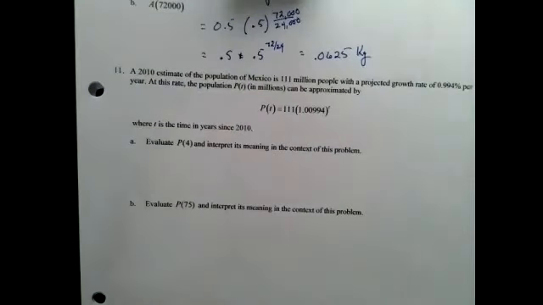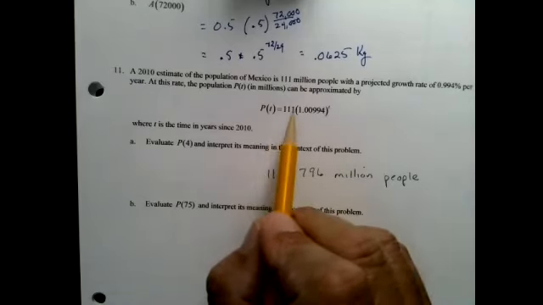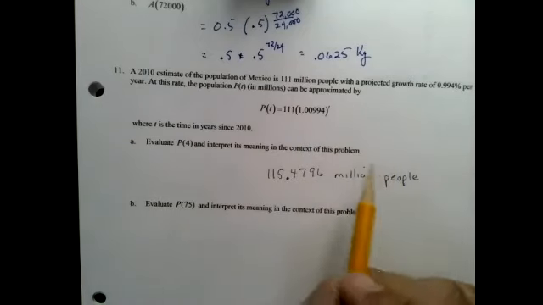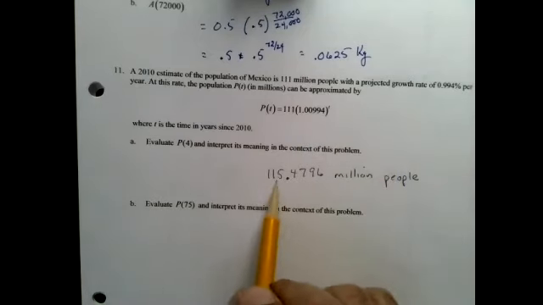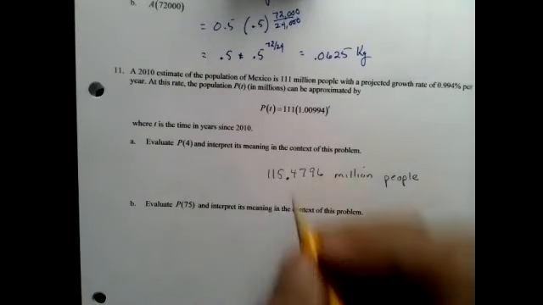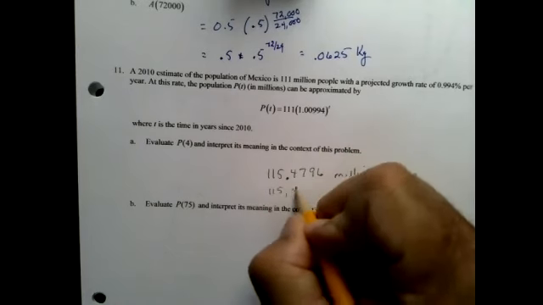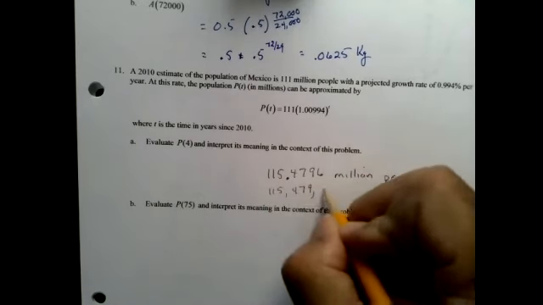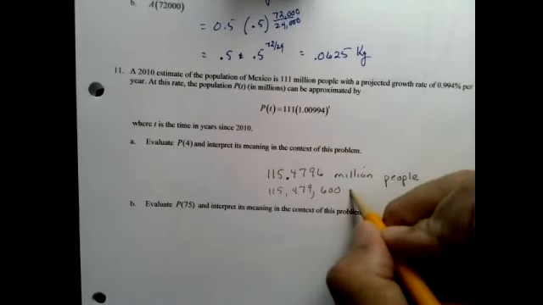Population grows exponentially. I've done way too much talking. I'm going to pause. So I asked and I got the answer, 115.4796. I started with 111. After 4 years, my population is 115.4796 million people. 115,476,600 people.